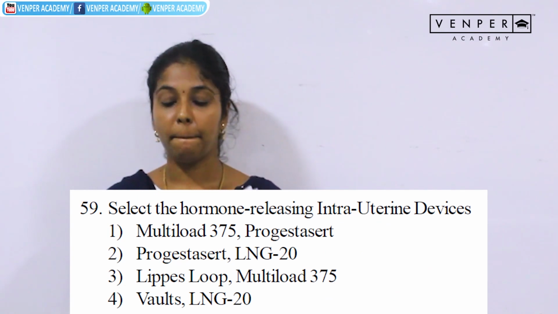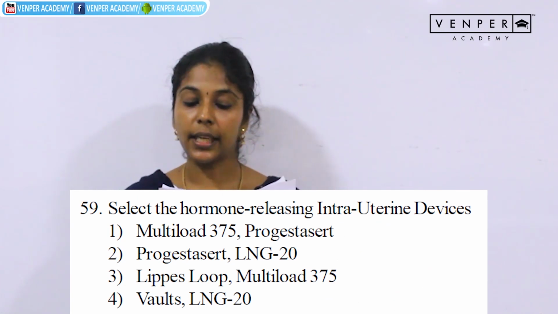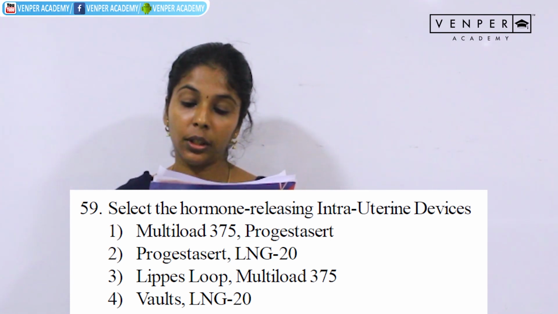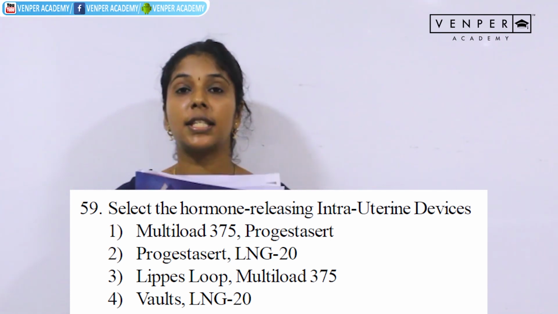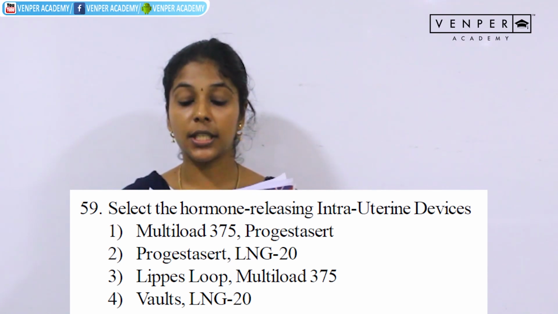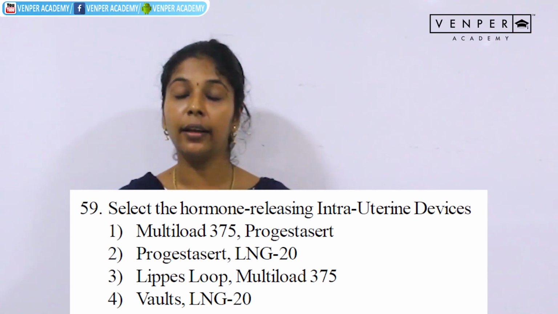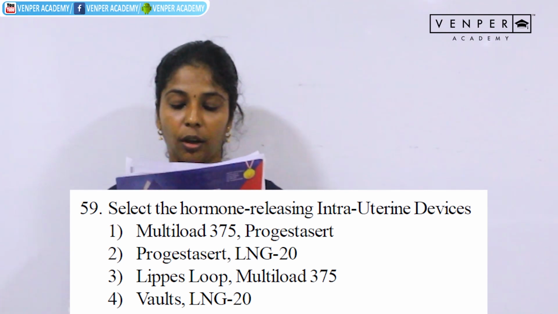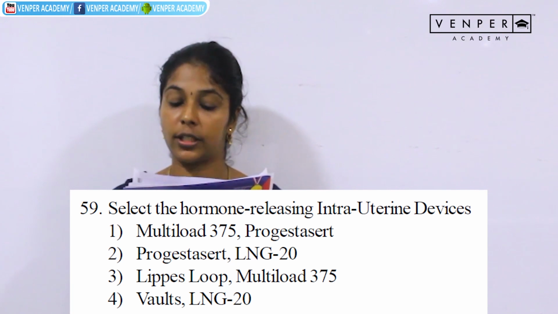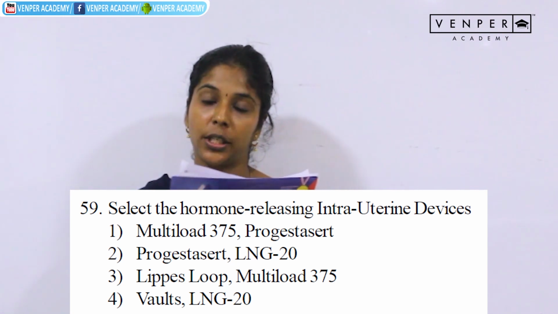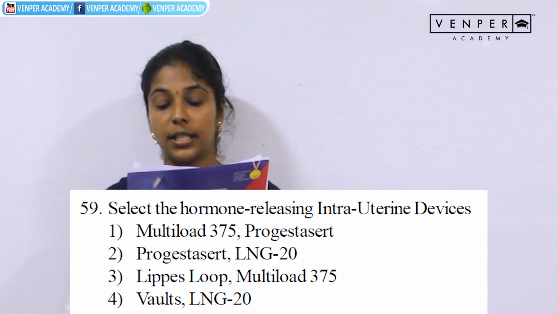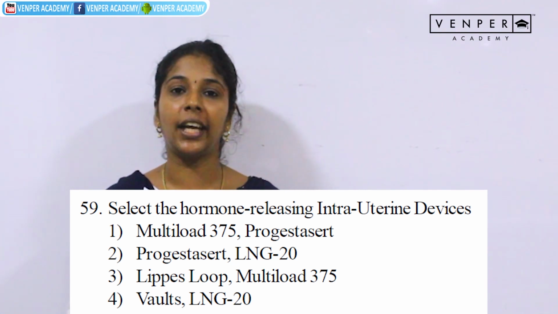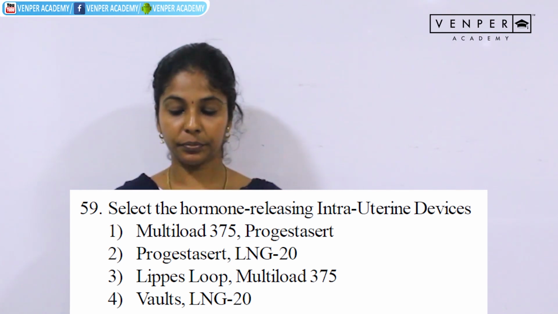Question number 59. Select the hormone releasing intrauterine devices. Option 1, multi-load 375 and progestasert. Option 2, progestasert and LNG-20. Option 3, Lippes loop and multi-load 375. Option 4, Copper-T and levonorgestrel 20. The correct option is option 2. Progestasert and levonorgestrel 20 are the intrauterine devices which release hormones.